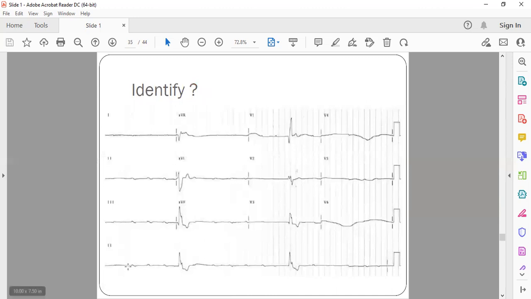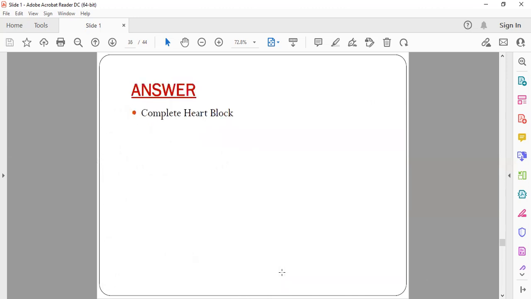Then you can see here this is a P wave, this is a P, this is a P, then QRS, then P here, again P, again P here. There is no relationship between the P and the QRS, and both are beating independently. So there is AV dissociation. It's called complete heart block.